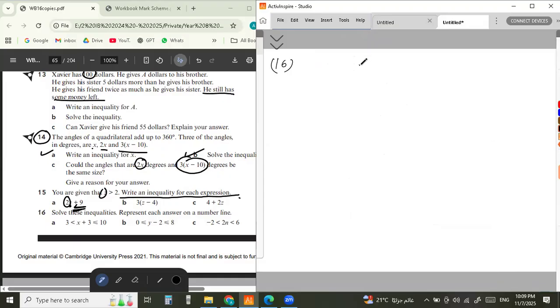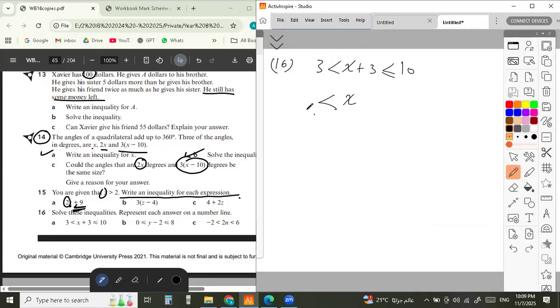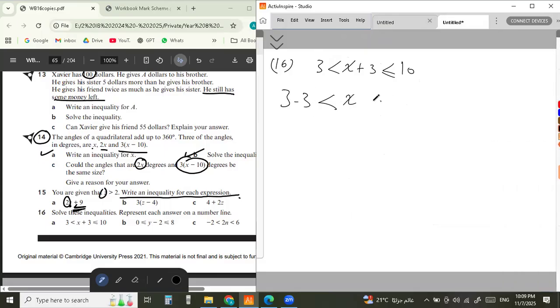The last question, question 16. Solve the inequalities. x plus 3 is greater than 3, less than or equal to 10. Mister, I'm going to subtract 3 from here, so subtract 3 also from here and subtract 3 from there. So x is greater than 3 minus 3, which is 0. Let me write it for you also. I must write 3 minus 3 here and 10 minus 3 here. So x is greater than 0, less than or equal to 7.